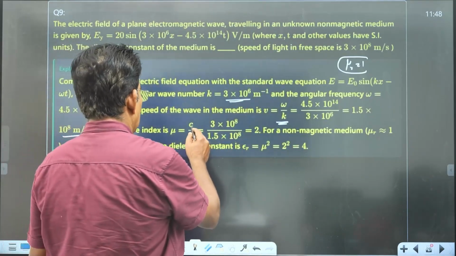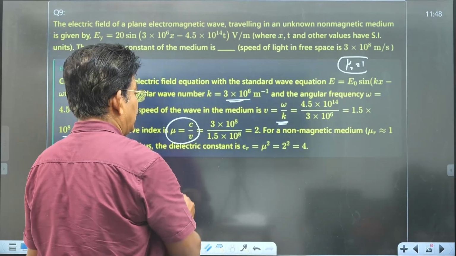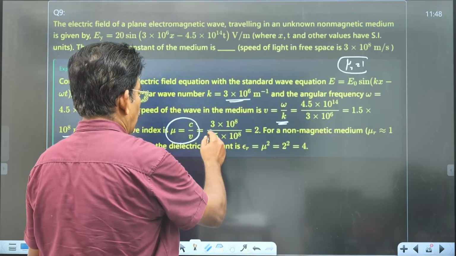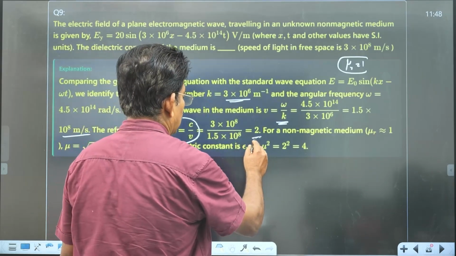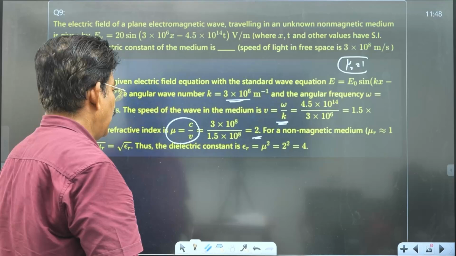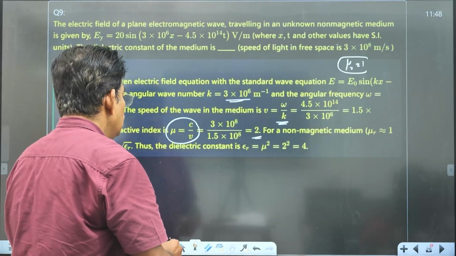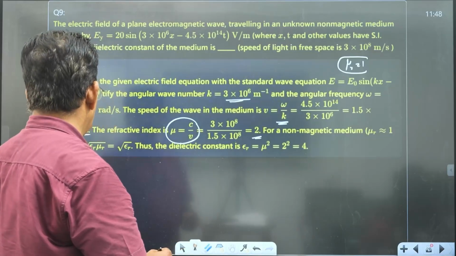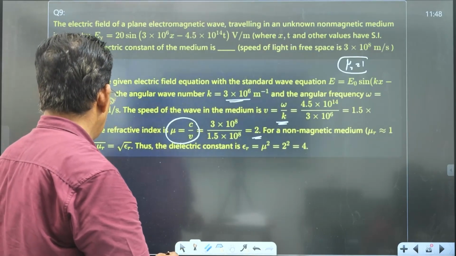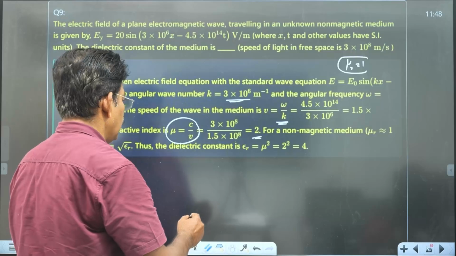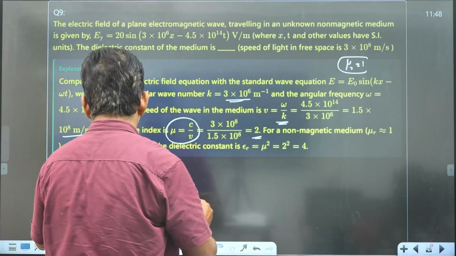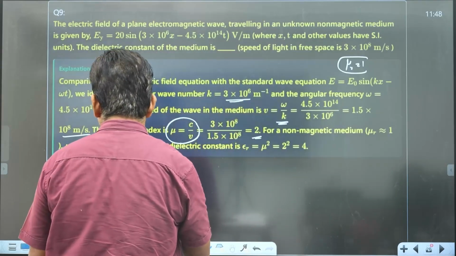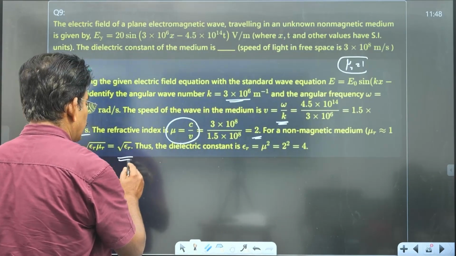The refractive index of the medium is given by the velocity in air, 3 into 10 to the power of 8, divided by the velocity in medium, and that comes to be 2. We know that mu r, the relative permeability, is nearly 1. Therefore, the refractive index mu is the root of epsilon r.